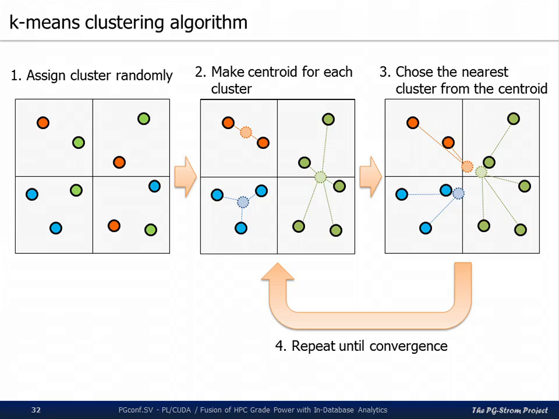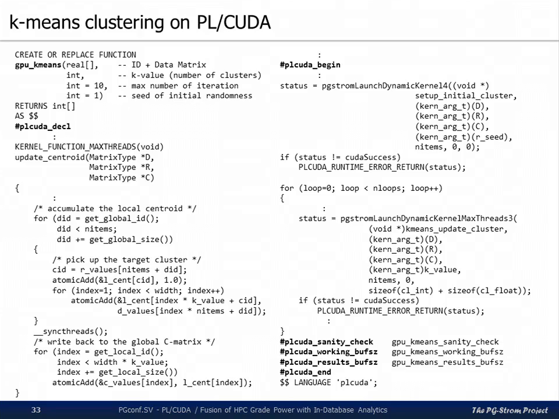Once we update the cluster of individual items, we update the centroid location again, and it gets converged into a particular category. We finish the K-means clustering logic. Its implementation is also complicated. It's too large to put into a single screen.